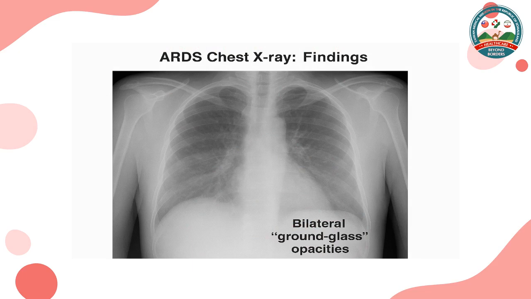This is what ARDS looks like on a chest X-ray. You can see bilateral ground glass opacities. Both lungs look hazy or white, not clear. This appearance shows fluid and inflammation in the lungs.